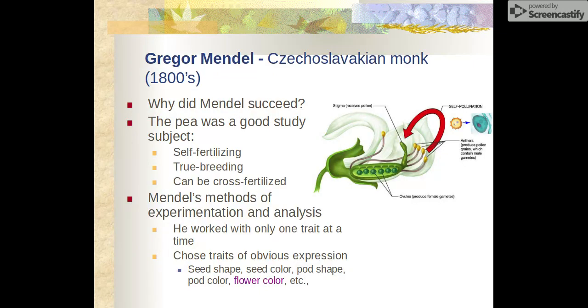His experiments were pretty straightforward. The pea is great to study because you can fertilize a pea plant with its own pollen. Pea plants are true breeding. Okay, so we can get these strains that always produce the same offspring, and you can easily cross-fertilize. Okay, he worked with one trait at a time, did seed shape, seed color, pod shape, pod color, and so on, looking at all of these things. We'll continue looking into Mendel's work in the next video.